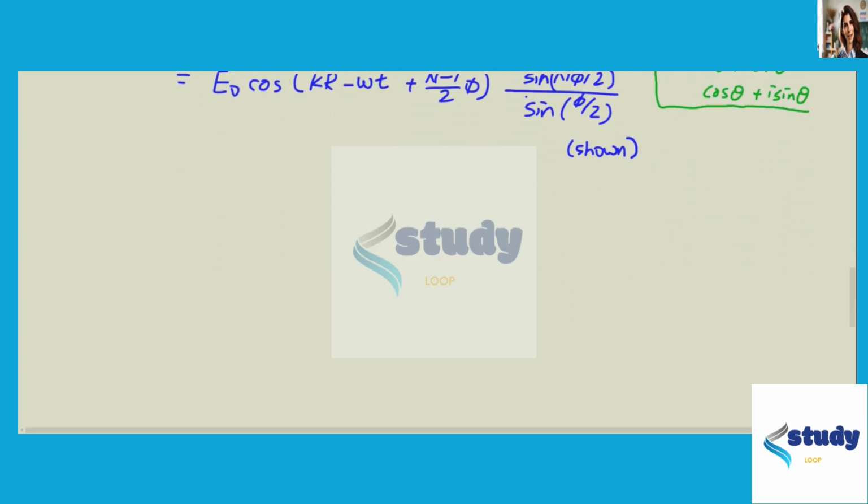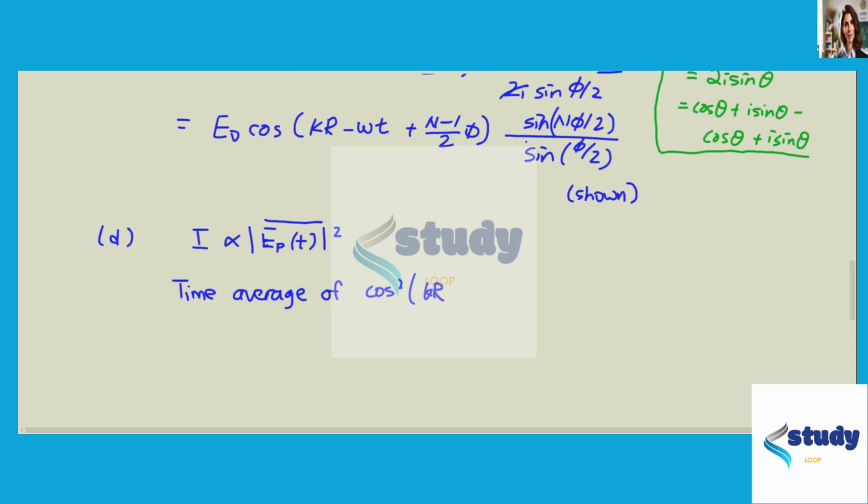We want to find the intensity. So intensity is proportional to the electric field at point P, mod square, and the time average. So we'll do the time average of the cosine term first. This time average is half.